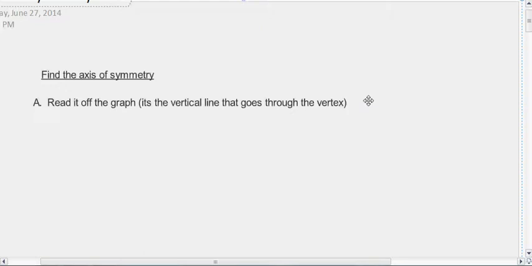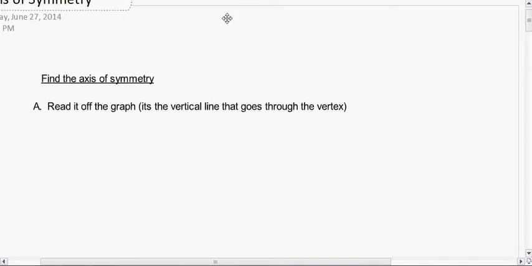Finding the axis of symmetry requires remembering what the axis of symmetry is. You want to remember that it's just a line that goes through the center of a parabola. So this is my little parabola here. It's a line that cuts through the center of the parabola, dividing it exactly in half, and it's going to go through the vertex. So it's a vertical line that cuts my parabola in half.